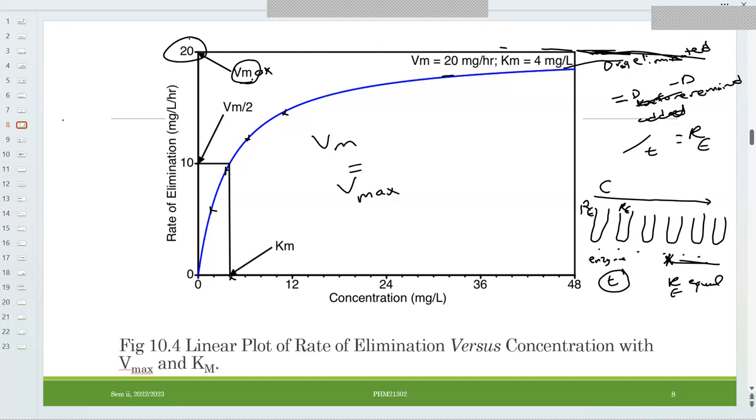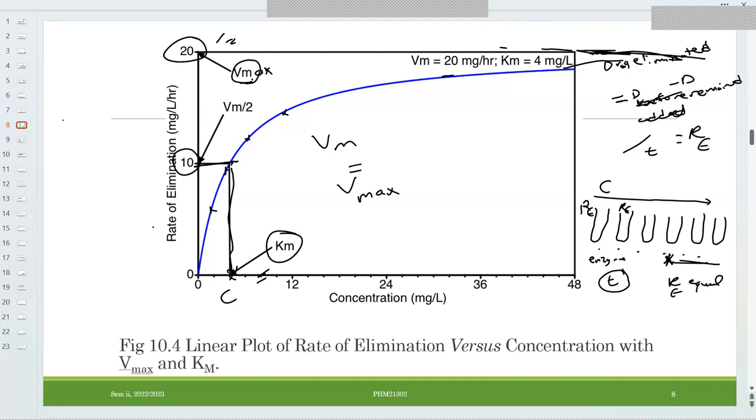So the highest value for the rate of elimination is Vmax. How much is half? We said Km is the concentration where the rate of elimination is half the maximum velocity. So 20 divided by 2 is 10. From 10 you just determine the concentration. This is Km. Km is the concentration at half Vmax. So this is experimentally how they determine, for a certain drug, what Vmax and Km are.